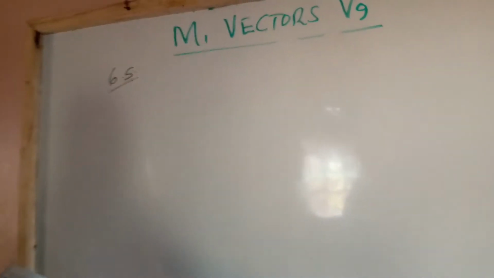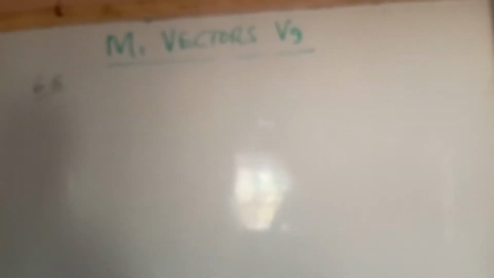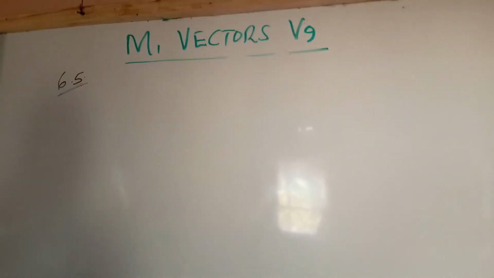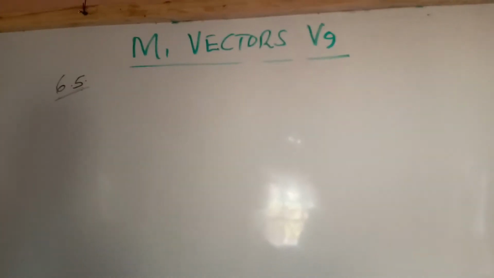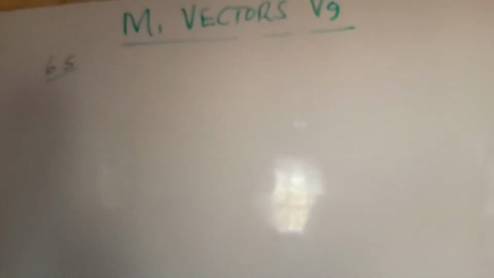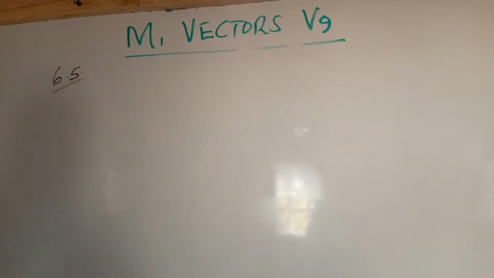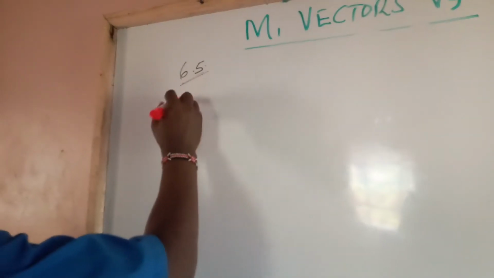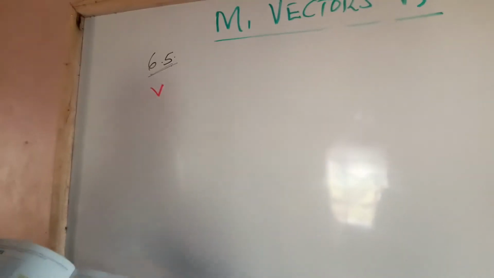Under 6.5, we are told that we can express the velocity of a particle as a vector. And down there, we are also told that the velocity of a particle is a vector in the direction of motion, and its magnitude is the speed of the particle. The velocity is usually denoted by v. So that is our velocity.